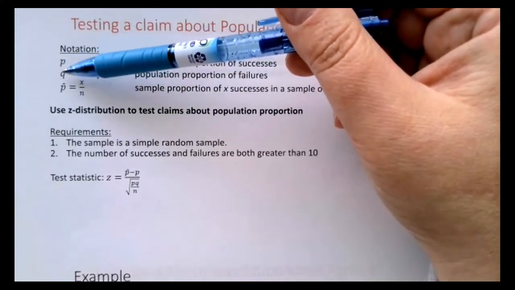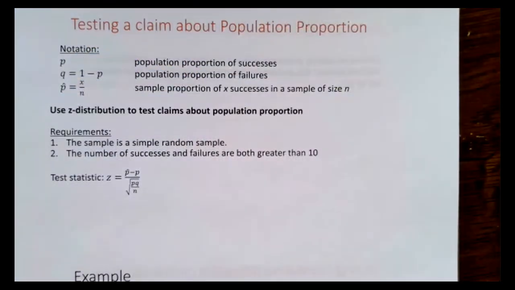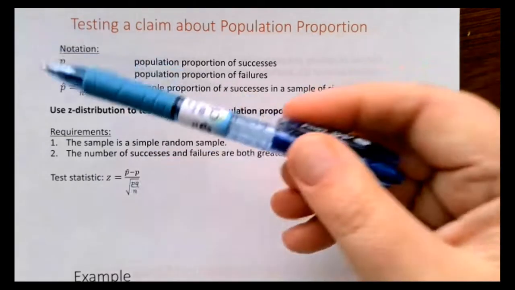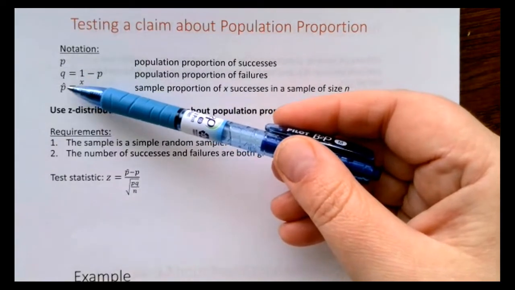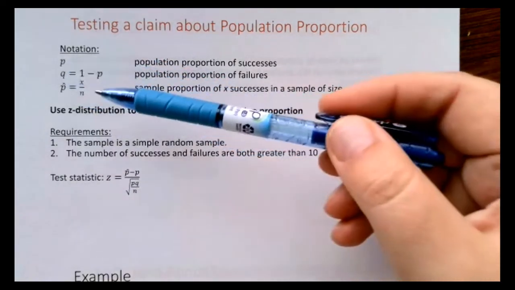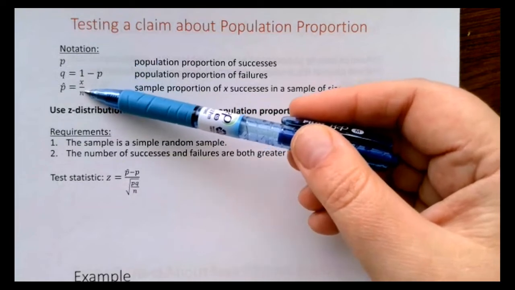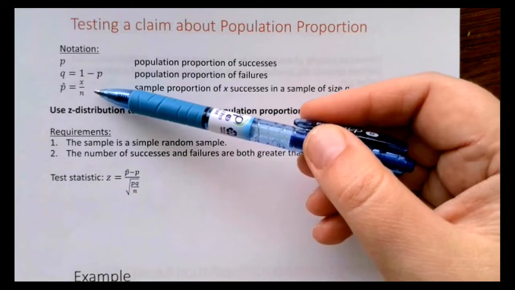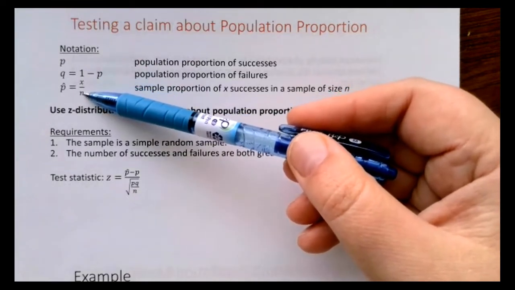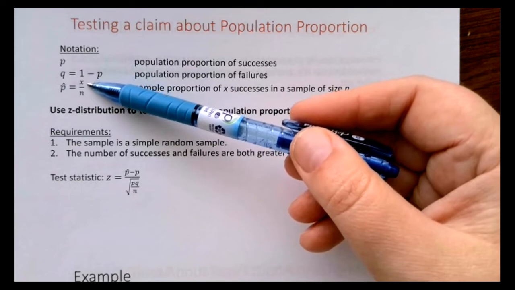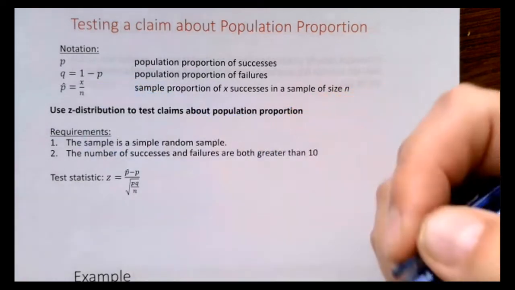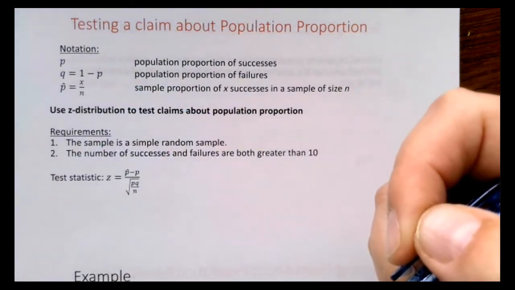These are parameters, and P hat is a statistic because it describes a characteristic of a sample. P hat could be either given as a percentage in decimal form, or if it's not given, but we know the sample size and we know the number of successes, we can figure it out by dividing the number of successes by the sample size.